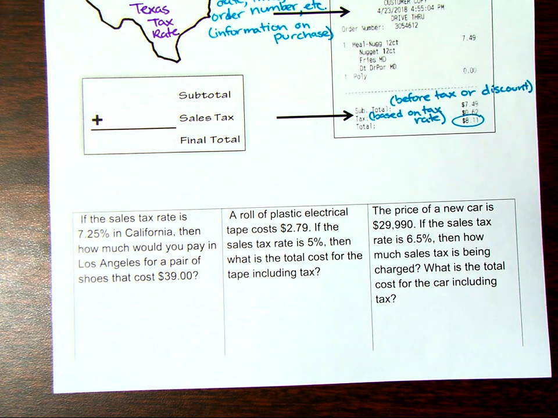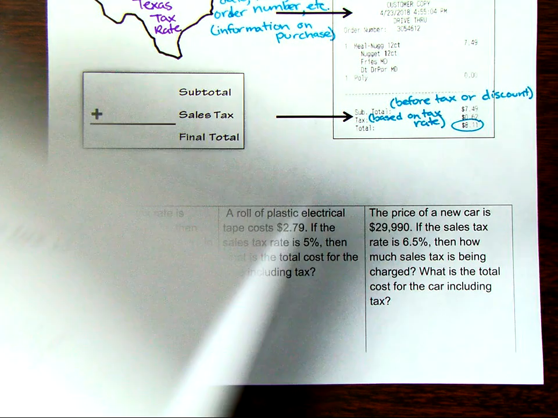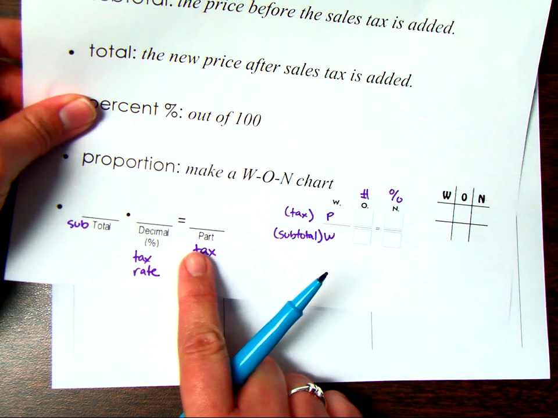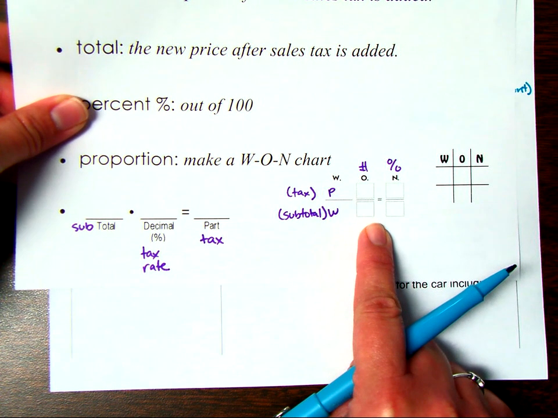It says, if the sales tax rate is 7.25% in California, how much would you pay in Los Angeles for a pair of shoes that cost $39? The first way I'm going to show you is with this little fill-in-the-blank sentence stem. Then I'm going to show you with the proportion table on a scratch piece of paper just to make sure that it matches up.